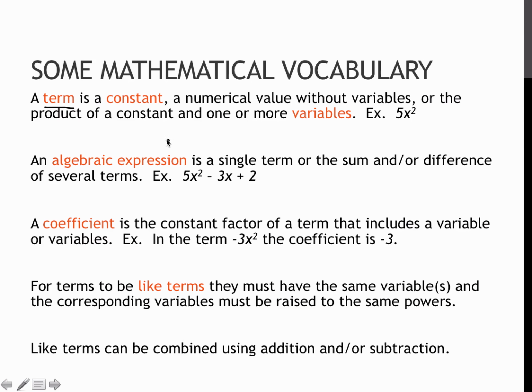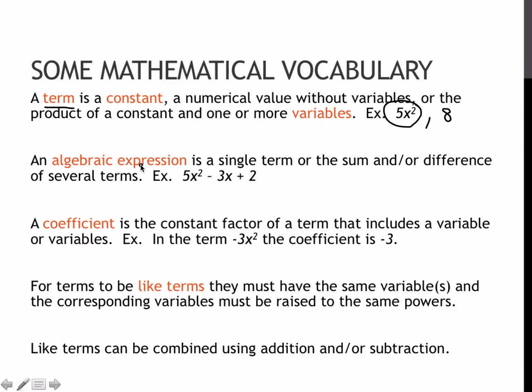A term really could be a constant. It could be a value that has variables. This is an example of a term. This term happens to have an x as a variable, or an x squared in this case. A constant would be if my term was, say, 8. So really it's just one value, one digit, whether it includes a variable or not.